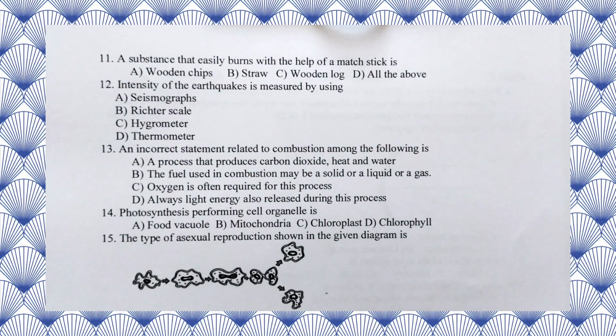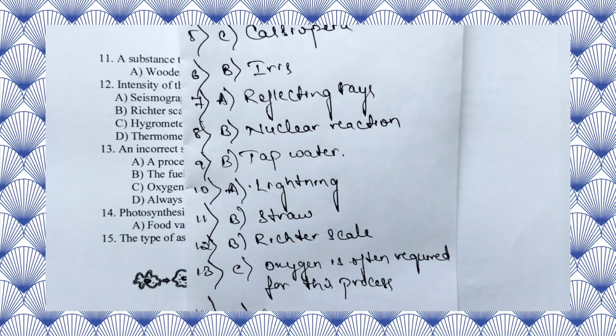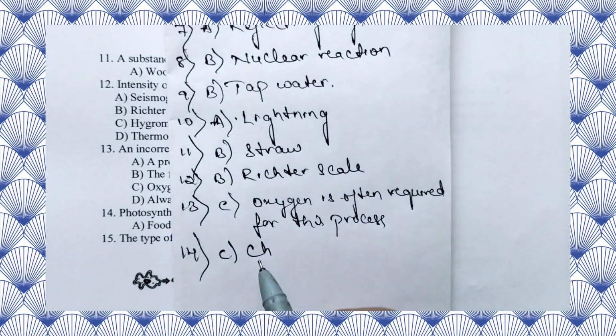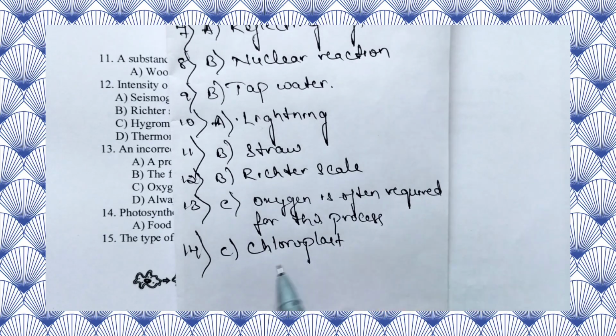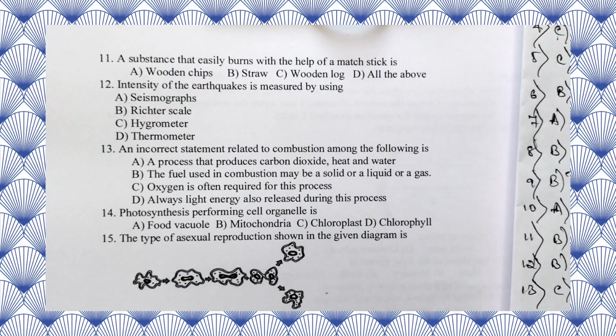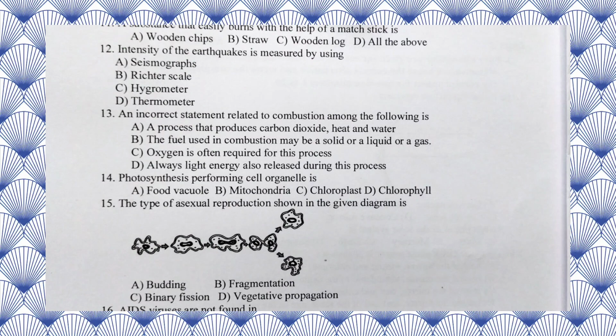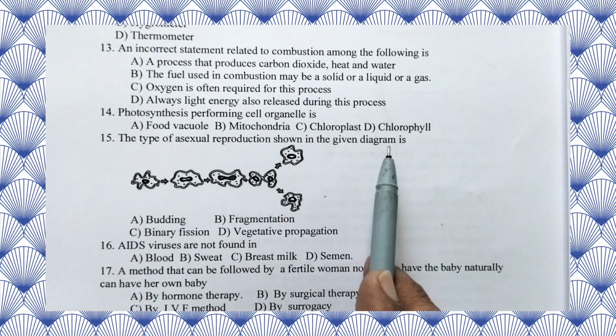Photosynthesis performing cell organelle is option C, that is chloroplast. So chloroplast is the organelle where the photosynthesis will take place. Next, coming to 15th question, the type of asexual reproduction shown in the figure given is.